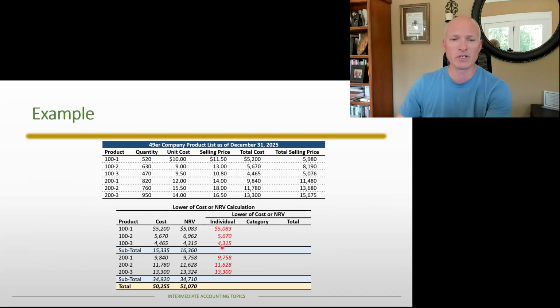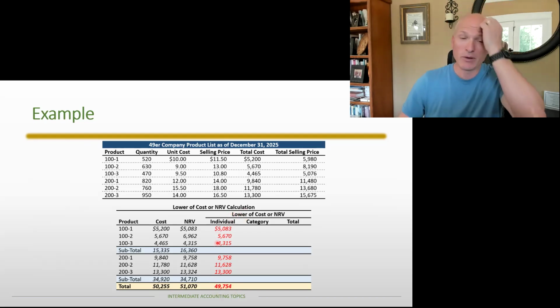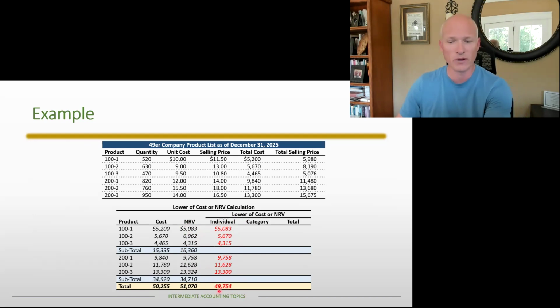And we would do that with every single item here. Once we have every single one of those items, we add them up. And now we have a total of the lower of cost or net realizable value. One thing to note here: if at any time you use the net realizable value, you will have an adjustment. So on an individual basis, if we have some net realizable value number that we're using, there is going to be a journal entry. There's going to be an adjustment that's necessary, and we need to quantify that.